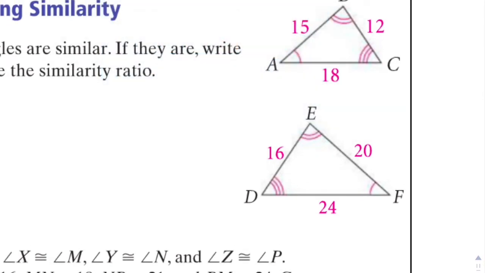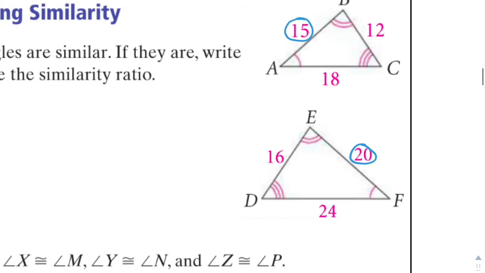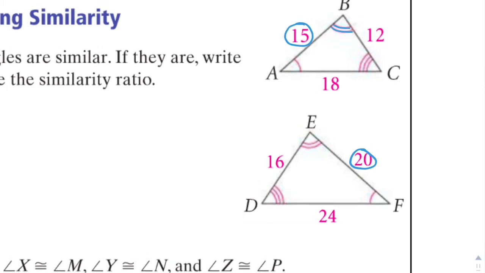So look at between 1 and 2 tick marks. We have the number 15. Although it's a side length, I'm looking between the 1 tick mark and the 2 for the angle measures. So between 1 and 2 and 1 and 2, those are the numbers that will match up. Notice between the angle that has 2 and the angle that has 3, the side is 12, and the side is 16.